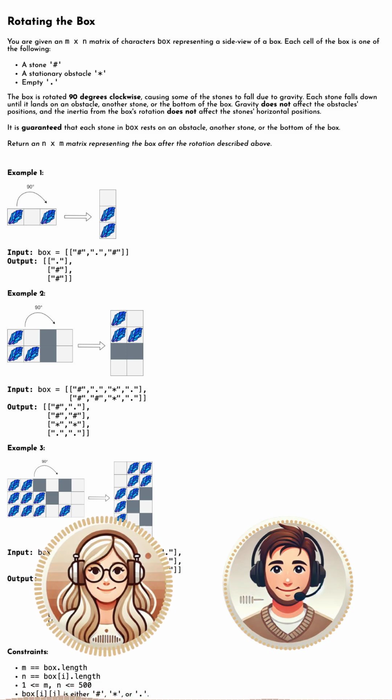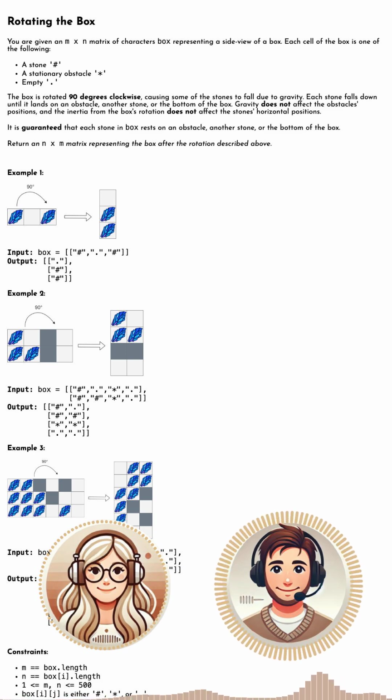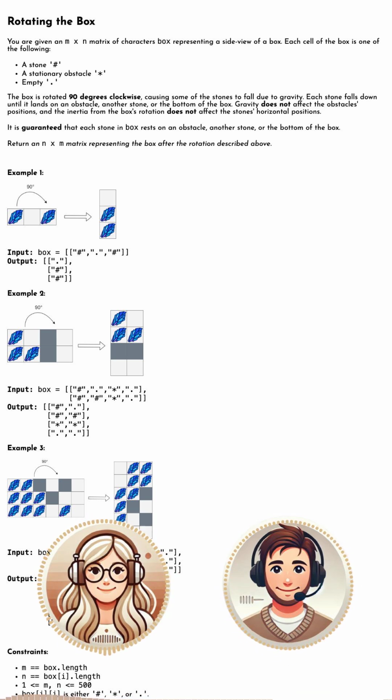Exactly. And another one is mishandling the obstacles. So stones can't pass through obstacles, right? They've got to stop on top of them, like hitting a wall. So when we're simulating gravity, we always have to check if there's an obstacle below a stone before we move it down. Exactly. If you ignore the obstacles, then stones could pass right through them, and that breaks the rules of the problem. Gotcha. Okay, these are really helpful points to keep in mind.